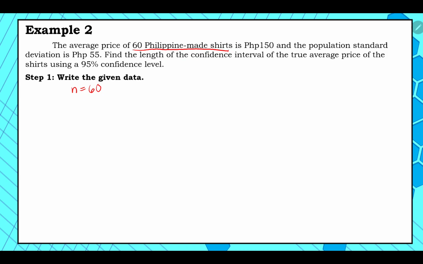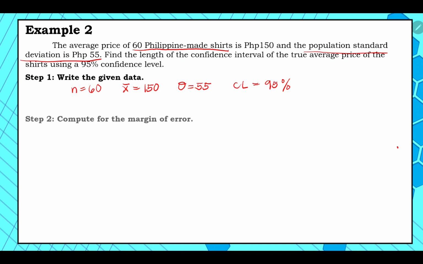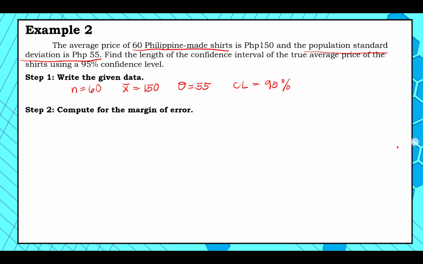And then 150 is the average price. The average price is 150 pesos. That's our sample mean, which is 150 pesos. In the population standard deviation, clearly stated ang ating population standard deviation, which is 55. So, again, the population standard deviation is known. So, yung formula na yun yung gagamitin natin. And the confidence level is 95%. So, compute for the margin of error.